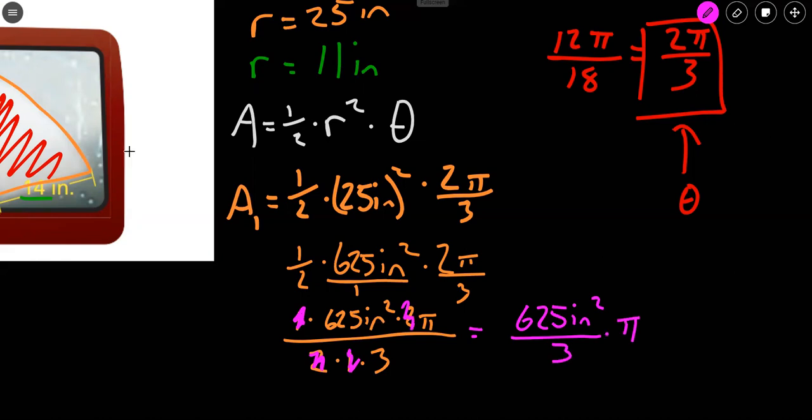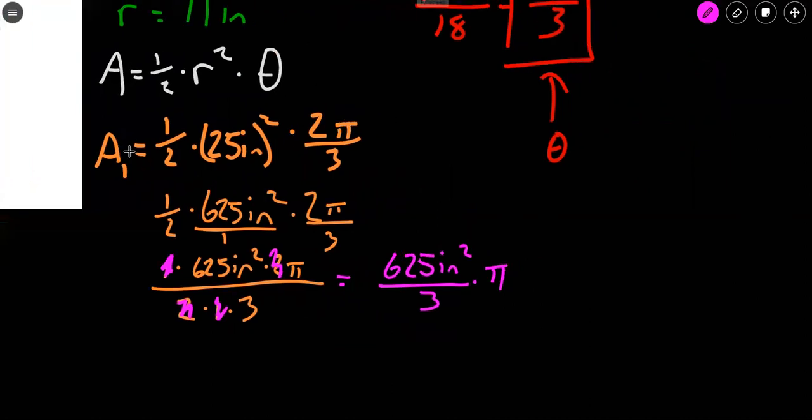Let's rearrange this. This is technically correct, but it doesn't read very nicely. We always want to put our units at the end of the statement. So it's really going to be pi times 625 inches squared over 3. And then I could even move this inches squared out. So I could say pi times 625 divided by 3, or over 3 inches squared.